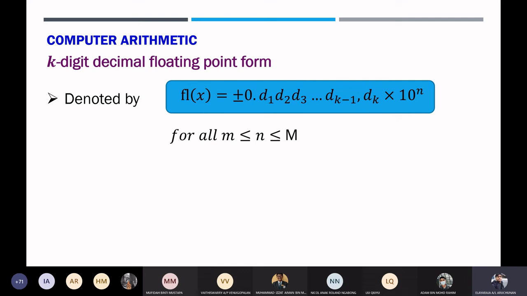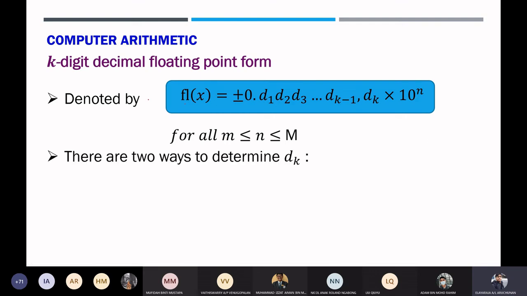Take a look at the k-digit decimal floating point. Usually the k-digit floating point can be represented in the form of fl, which stands for floating, fl(x). Represent it in the Mantissa form, which is plus minus 0 point d1 d2 d3 until dk minus 1 and dk times 10 power of n, for all m less than n and n less than or equal to M. This is the k-digit decimal floating point form.